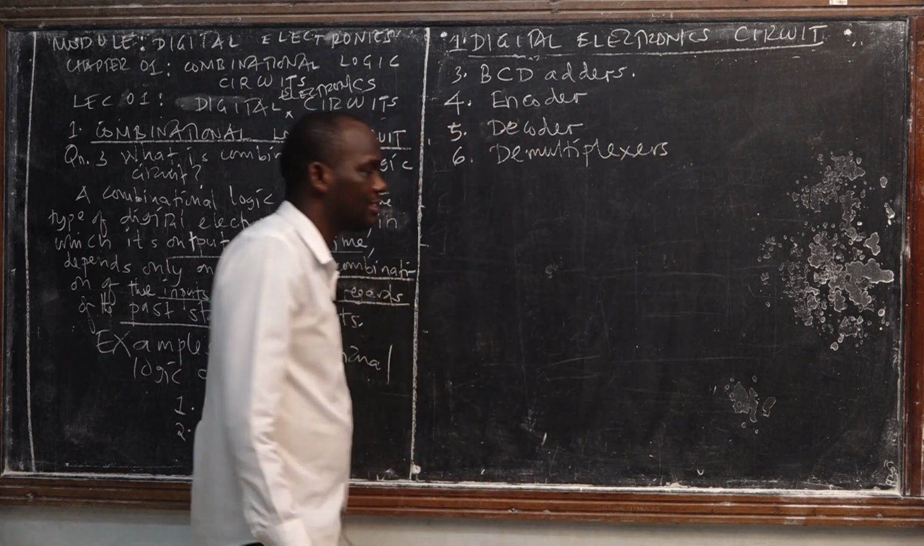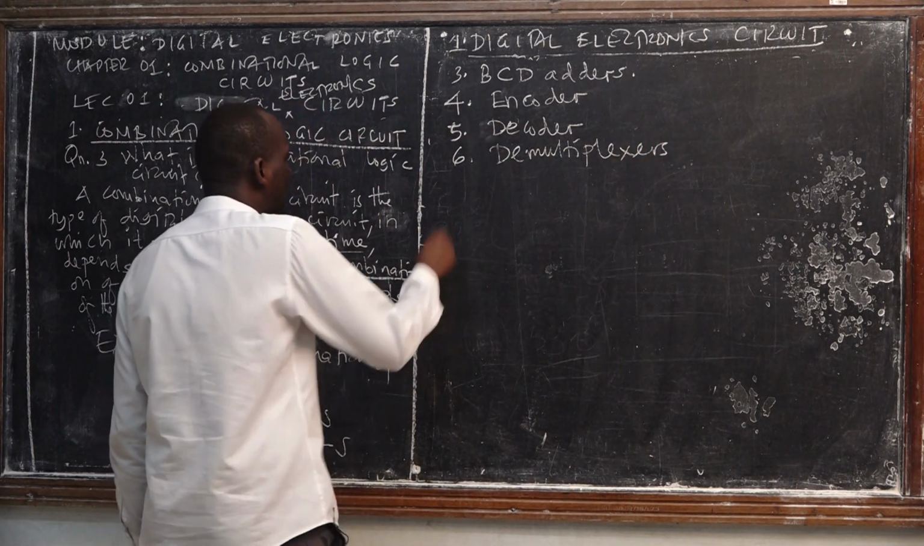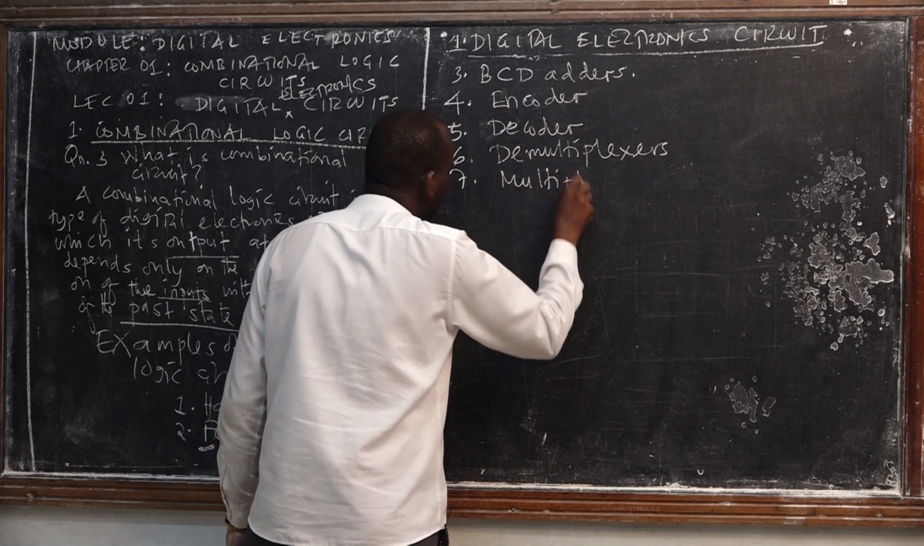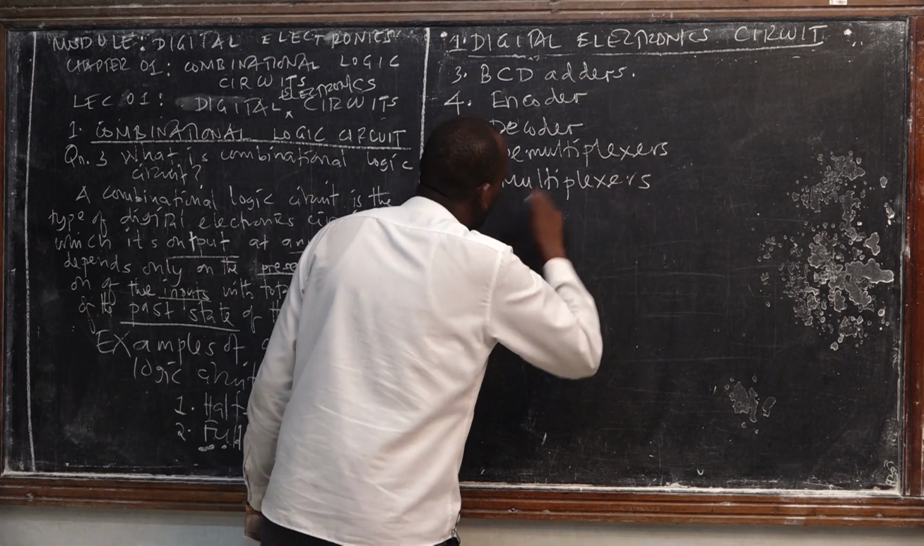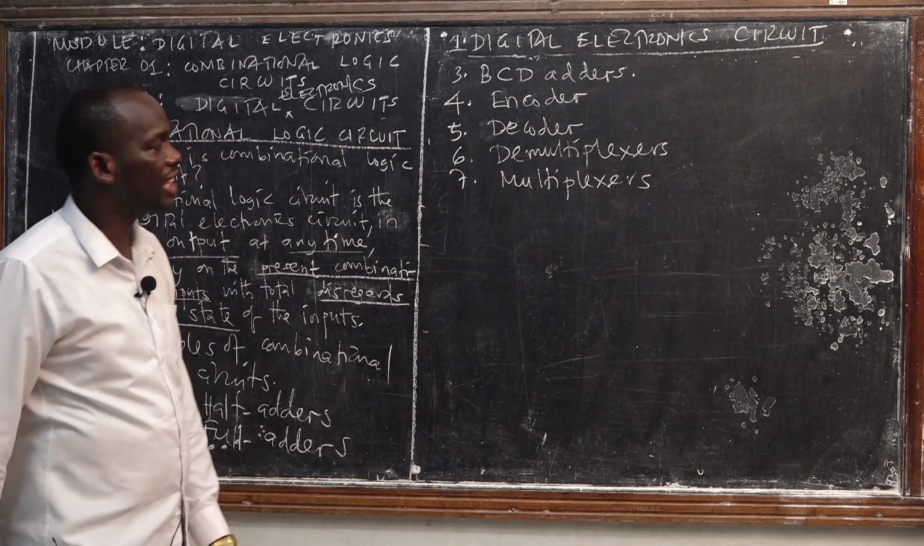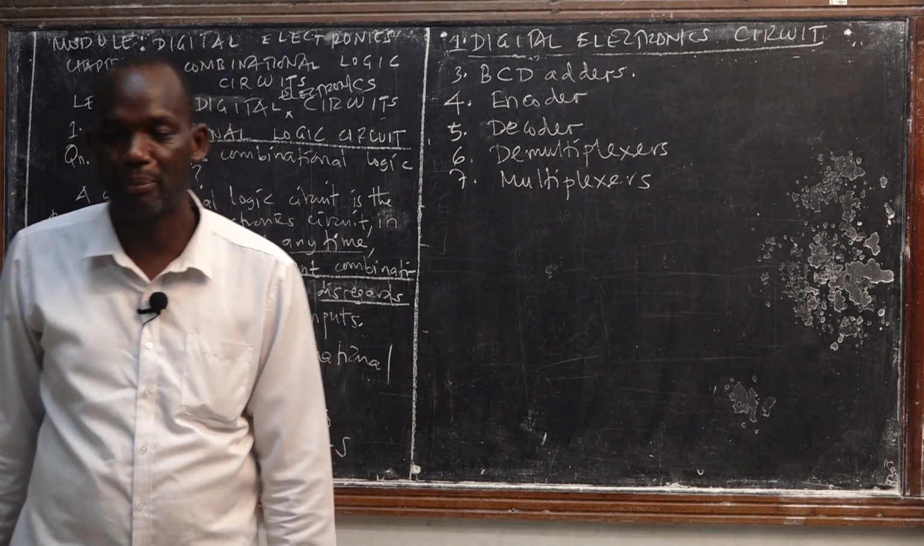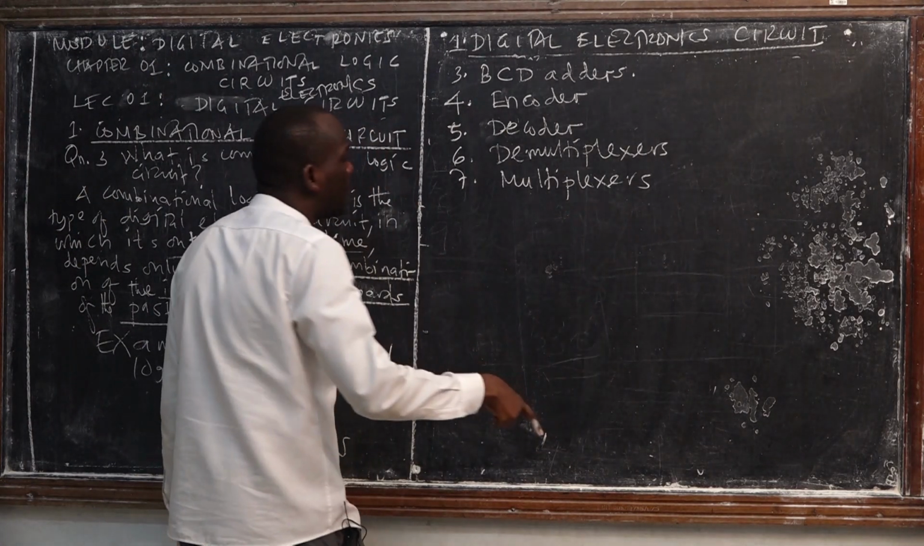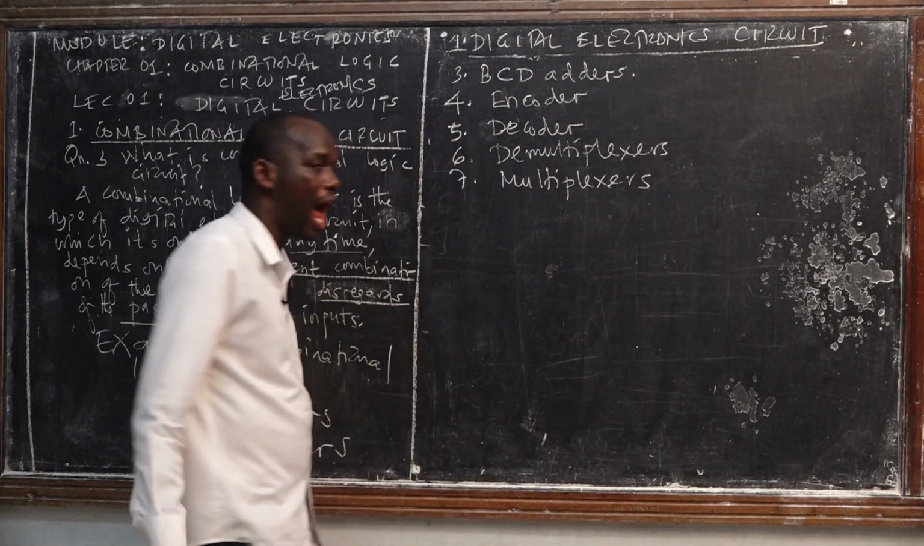Say the multiplexers. Then the seventh example of combinational logic circuits is called the multiplexers. Multiplexers combine different inputs and give one.